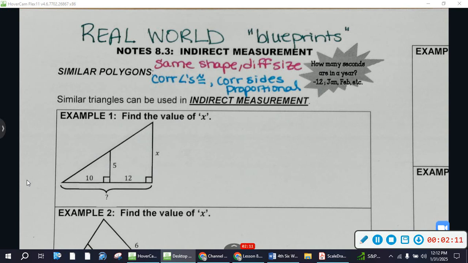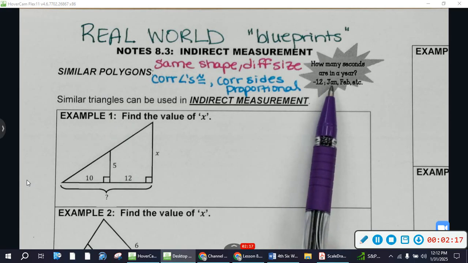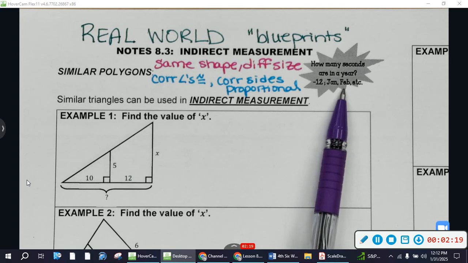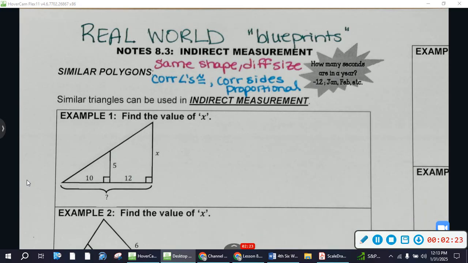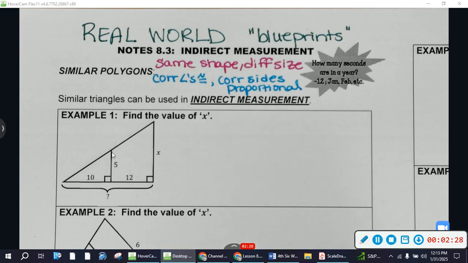Question: how many seconds are in a year? There's 12. January 2nd, February 2nd, March 2nd, and all the others. Alright, so enough with my nerdy jokes. Back to our indirect measurement.